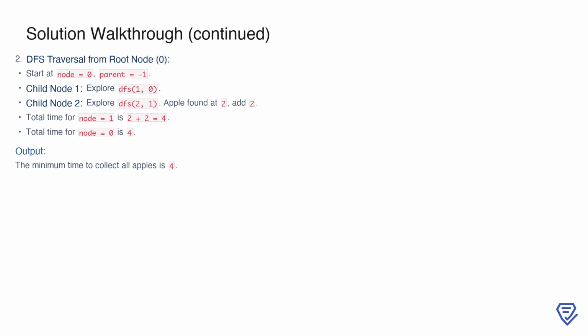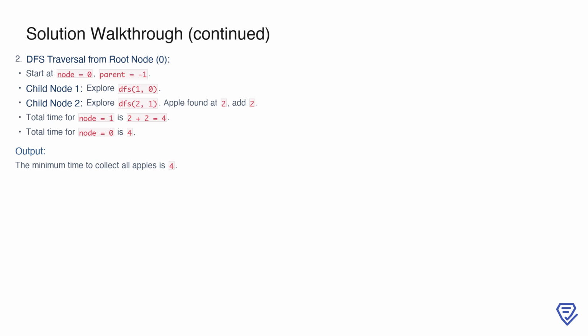In this case, we have a smaller tree with 3 nodes, and every node contains an apple. We begin by building the adjacency list from the edges, which shows the relationships between the nodes. Using this structure, we start a DFS from the root node, node 0. From node 0, we move to its child, node 1, and then proceed to node 1's child, node 2.